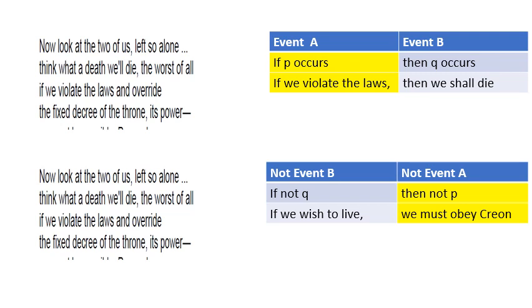If we state it in the positive, if we violate the laws, then we shall die. Notice that the 2 statements are equivalent. If we violate the laws, then we shall die. If we wish to live, then we must obey Creon's laws. And that's how a modus ponens and modus tollens work for example 1 in the text. Let's look at the next example.